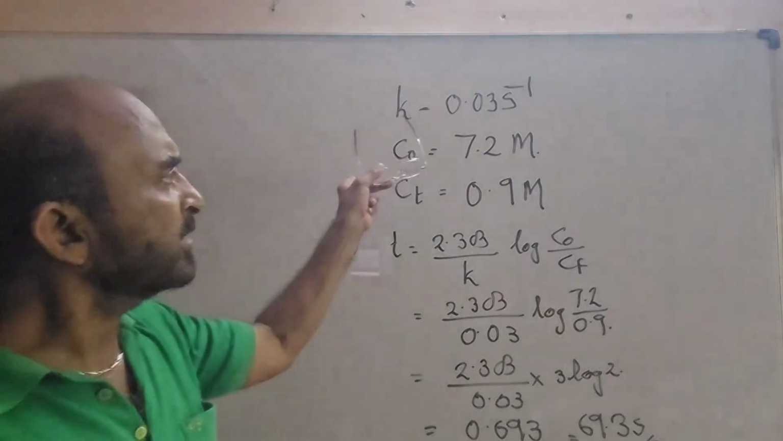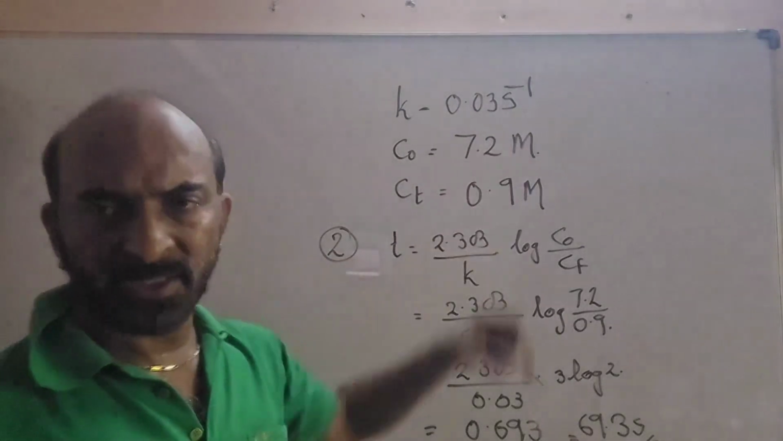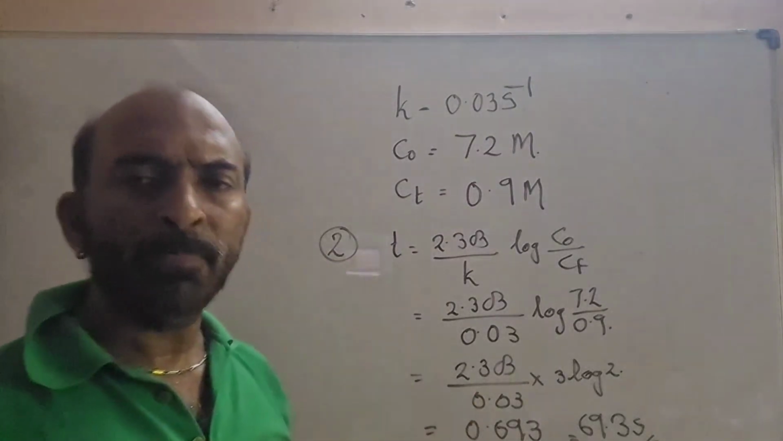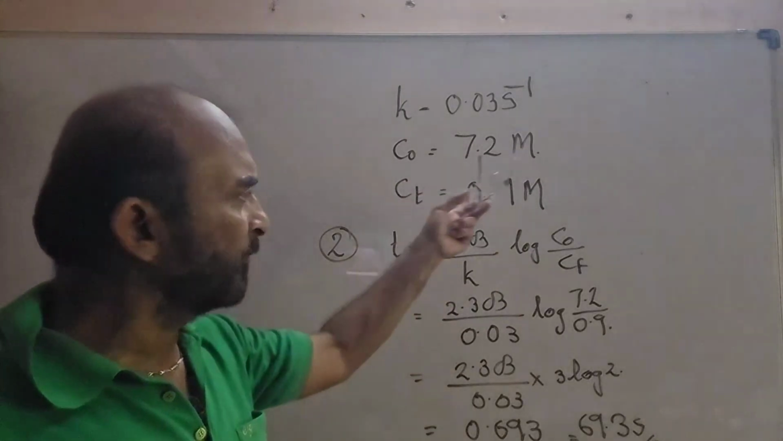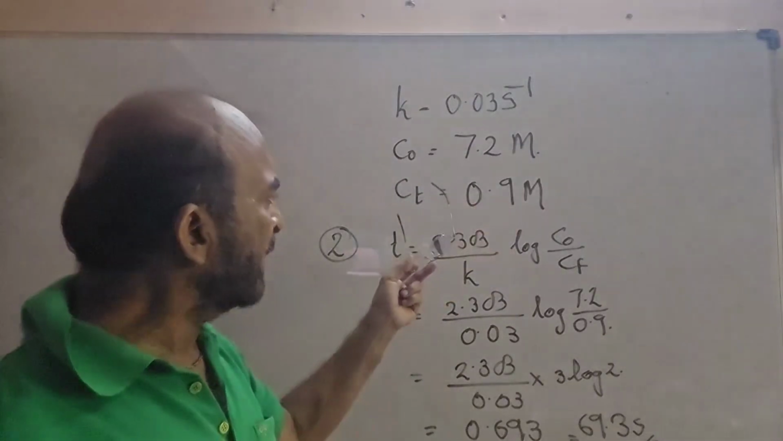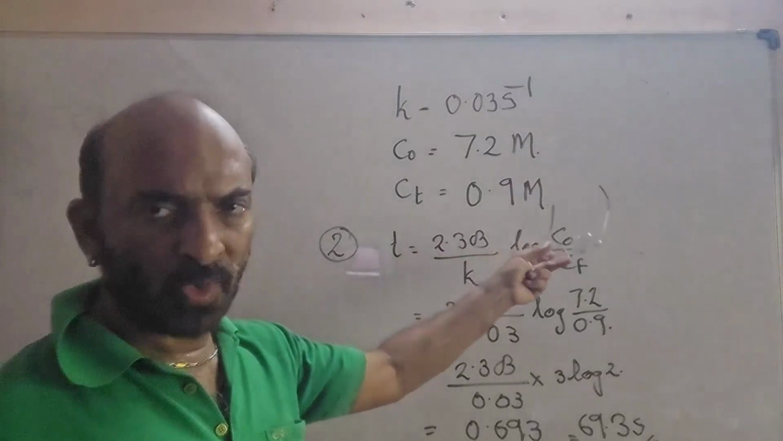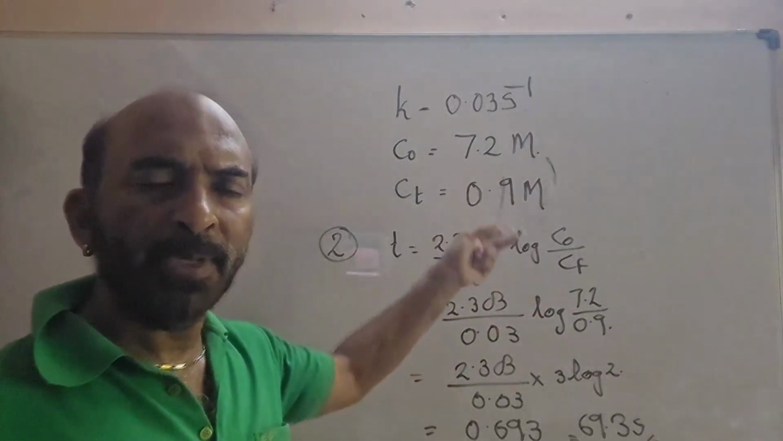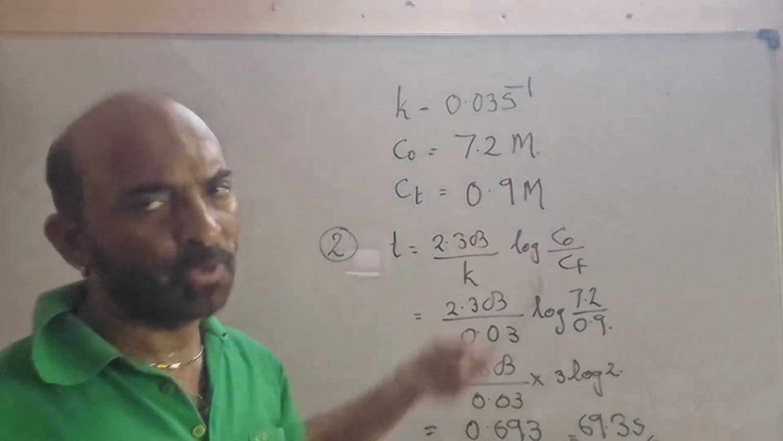Okay, k is given as 0.03 per second. Then in the question they have provided that the initial concentration is 7.2 molar. Finally it becomes 0.9 molar. And you are asked to find the time taken for 7.2 molar to become 0.9 molar.